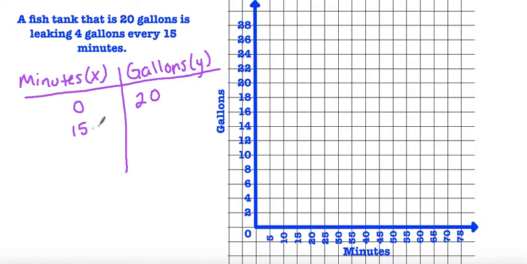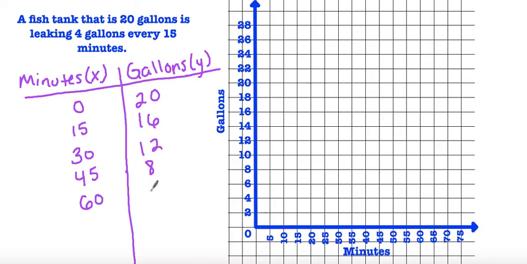After 15 minutes, it decreases because it's leaking, so it's at 16 gallons. After half an hour, it's at 12 gallons. After 45 minutes, it's at 8 gallons. After 60 minutes, so after an hour, it's at 4 gallons. And then after an hour and 15 minutes, so 75 minutes, it's at 0, meaning the tank would have no water in it. And our graph, we could plot that.